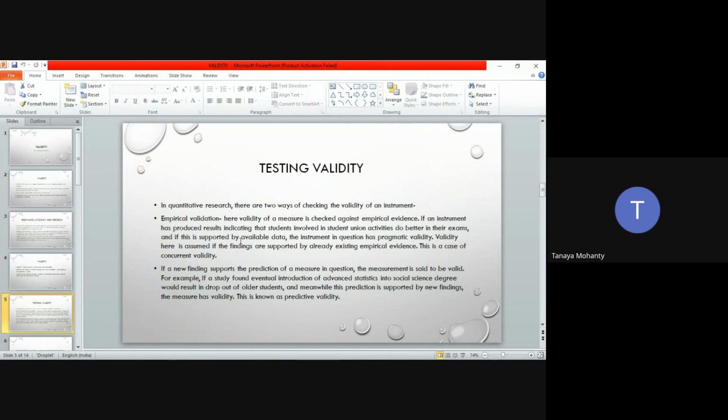For example, if a study has found that eventual introduction of advanced statistics into a social science degree would result in dropout of older students, and meanwhile this prediction is supported by new findings, thus this measure has validity, isn't it? So, this is called predictive validity. I would say that according to NEP, a new syllabus is coming up, and this has somehow made sociology more mathematical.